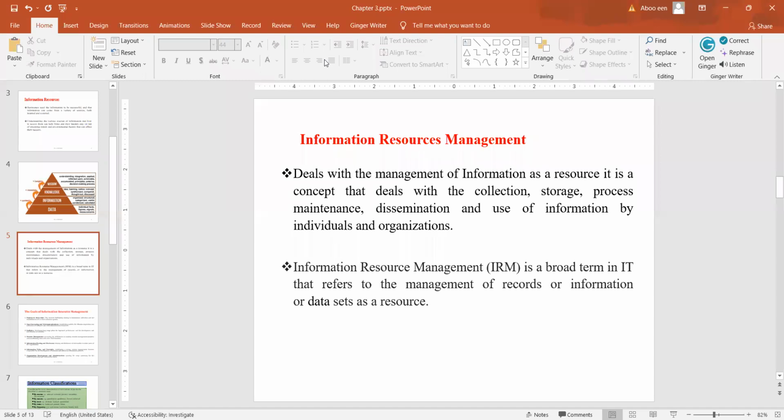So this information comes from various sources. Organizations are collecting and storing the information from various sources. It can be either internal sources or external sources. And when organizations are collecting, storing, processing, maintaining, and disseminating this information in a proper way, it is called information resource management. Got the idea?